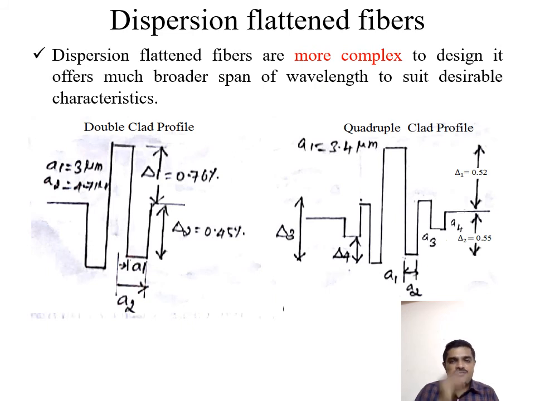Then dispersion flat fibers. Compared to the previous ones, dispersion flat fibers have much more complexity. According to that, they are classified into double clad profile and quadruple clad profile. It represents multiple combinations. So dispersion flat fibers are more complex to design. They offer a much broader span of wavelength, so they have multiple combinations of values. They are also applied for certain complex application areas.